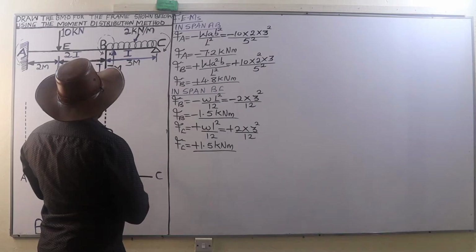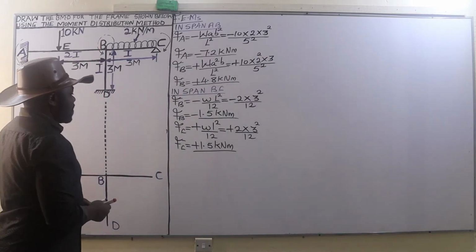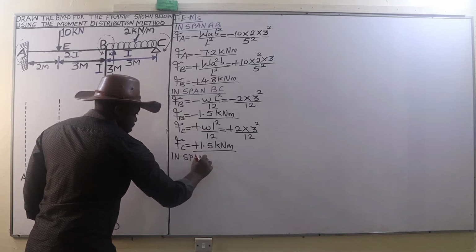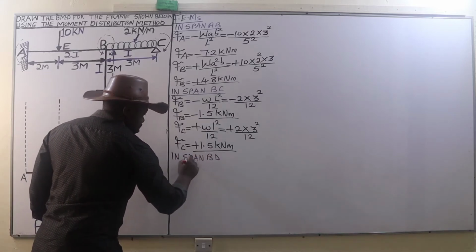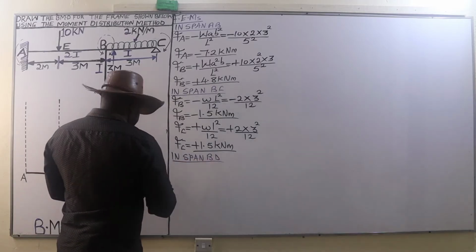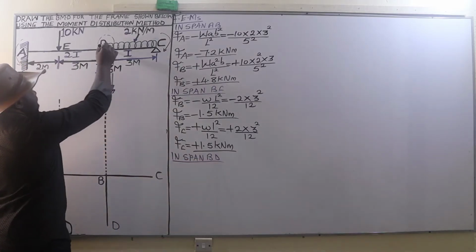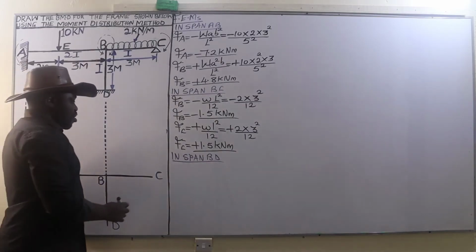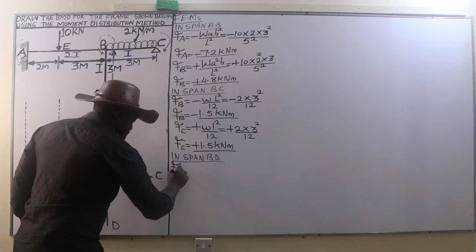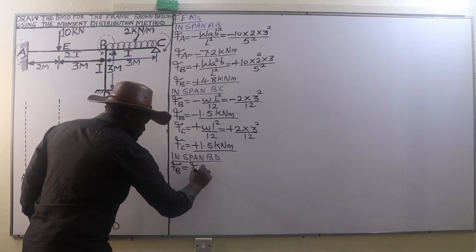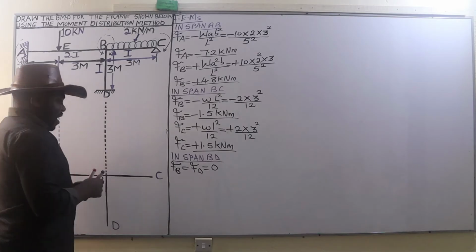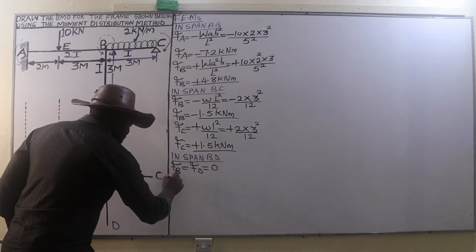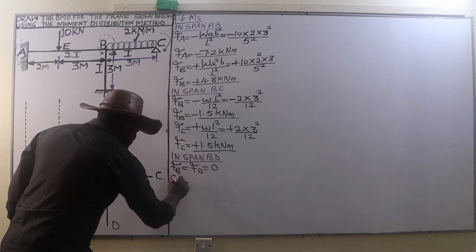Then we go to the span BD. So for span B to D, the fixed end moment at B as well as at D are going to be 0 since the member BD is not loaded. Therefore, FB and FD are going to be 0. Then after determining the fixed end moments, the next step will be calculation of stiffness factors.